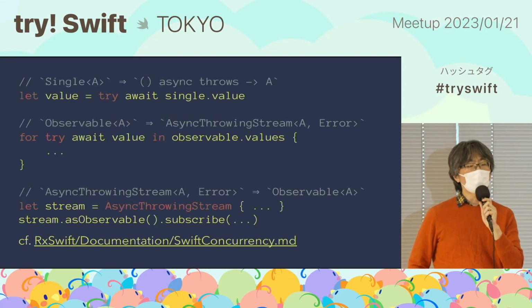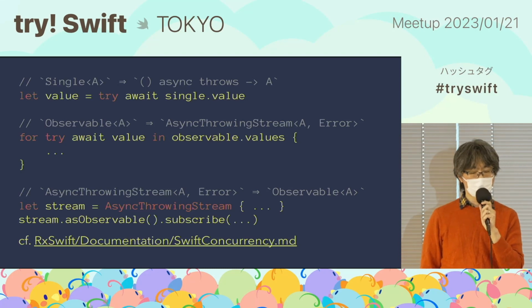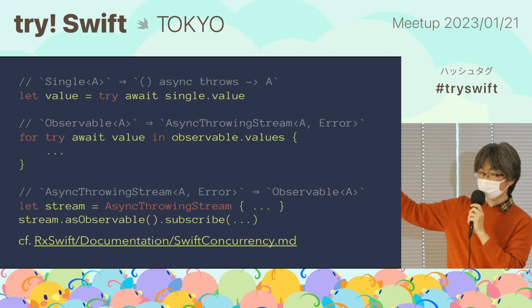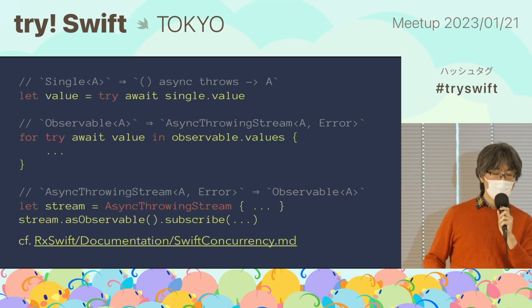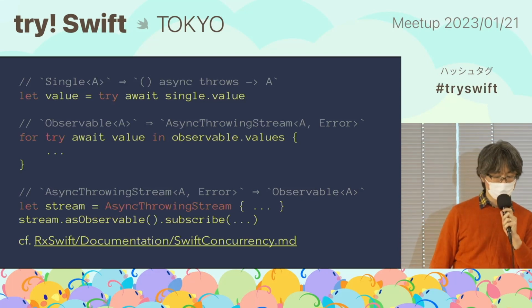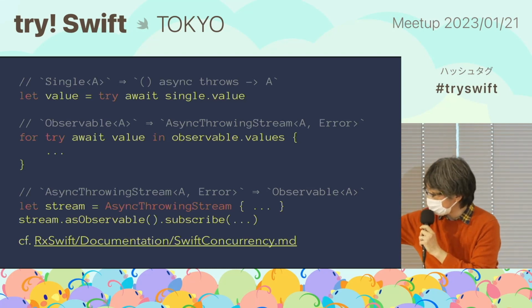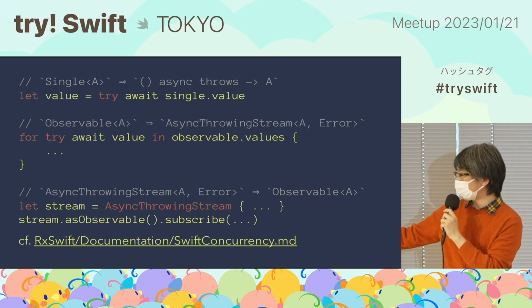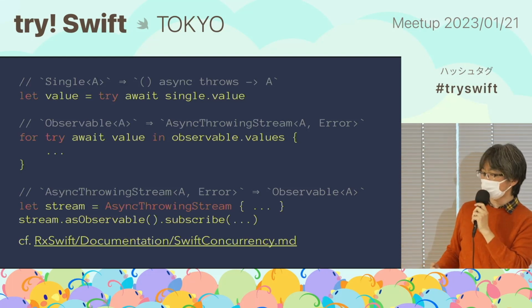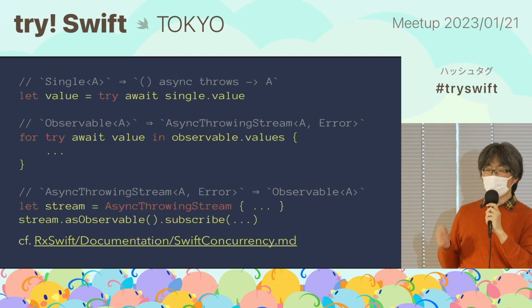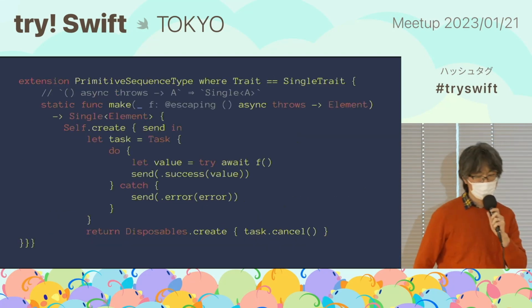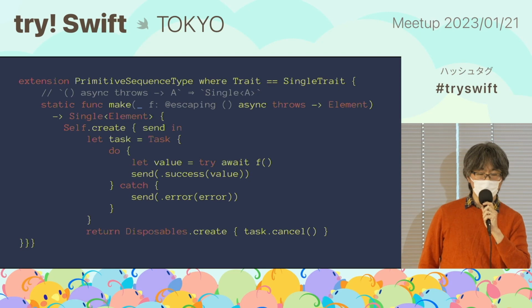Luckily, RxSwift already provides such bridging APIs for us. One is called single.value, which converts from Single to try-await functions, so it's an async function. The second one is observable.values, so that we can call for try await. Then we also have asObservable, which converts from AsyncThrowingStream to Observable. So far, so good. But we are missing something. As I said, we need 4 APIs, but we still have only 3. Where is the last one? Well, actually, in RxSwift, for some reason, it's missing.